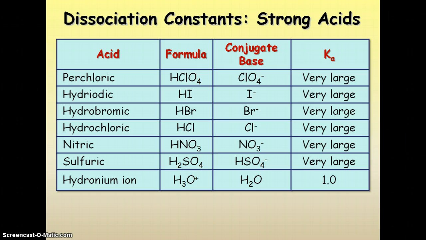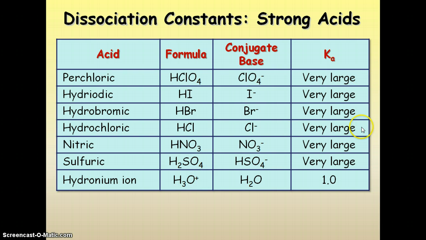And here's a chart. It has the 7 common strong acids. It's best to memorize these strong acids, and then anything that's not a strong acid has to be a weak acid. Okay, so we've got perchloric, which is HClO4. We've got hydroiodic, which is HI. We've got hydrobromic, which is HBr. Hydrochloric, which is HCl, nitric, which is HNO3, sulfuric, which is H2SO4, and hydronium ion, which is H3O+.